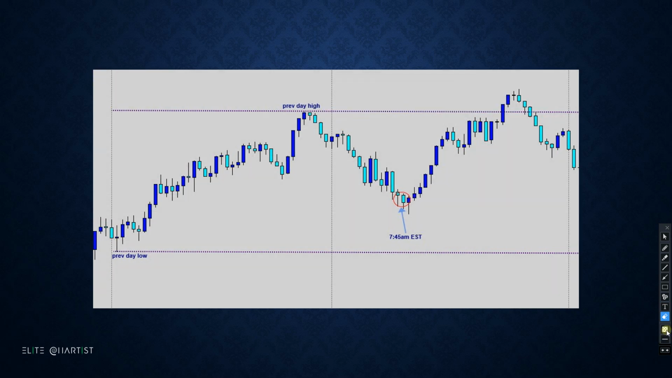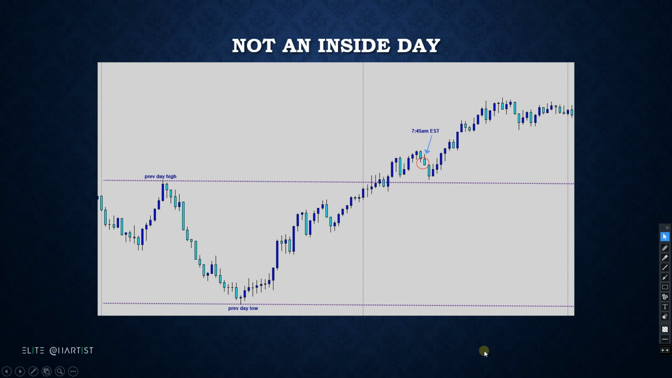Let's look at what an inside day is not, since we just showed 2 inside days. Okay, here's the previous day. Here's the current day. Current day is 7:45. Remember, none of this other action happened yet in our heads as we back test. Here's the previous day high. Here's the previous day low. At 7:45, we're not in between it. We're outside. We're above it.